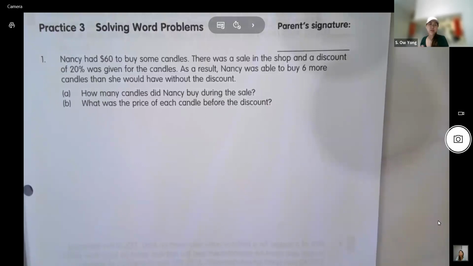All right, students, we are going to go through practice 3, solving word problems. If you can take a look at the screen right now, we are going to go through 10 questions, very ambitious. I hope that I can meet 10 questions.